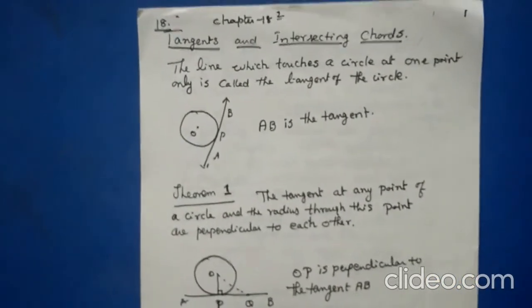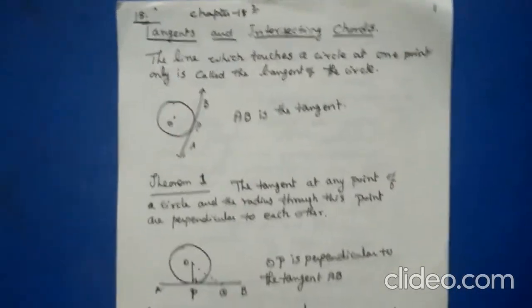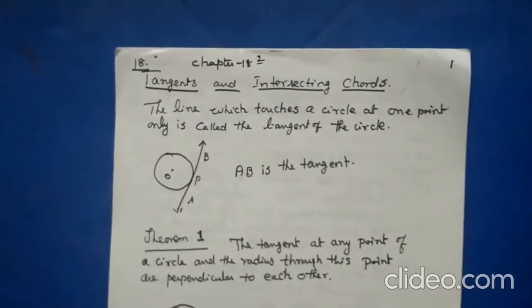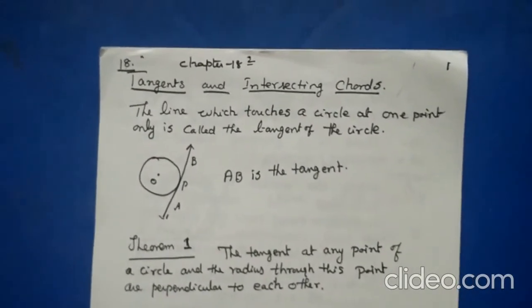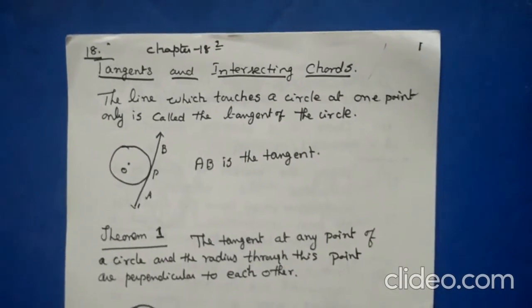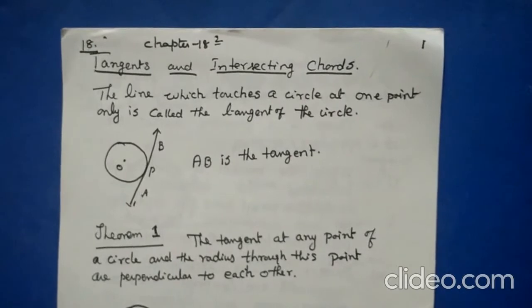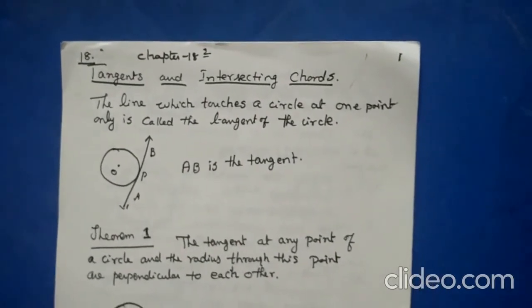Hello children. Now the last chapter, chapter number 18, tangents and intersecting chords. Already I discussed about the tangent. What is tangent? What is secant? Now about the tangent. What is tangent? The line which touches a circle at one point and only one point is called the tangent of the circle.